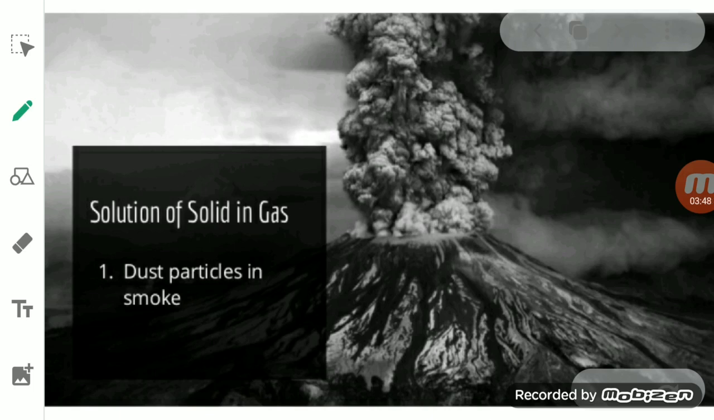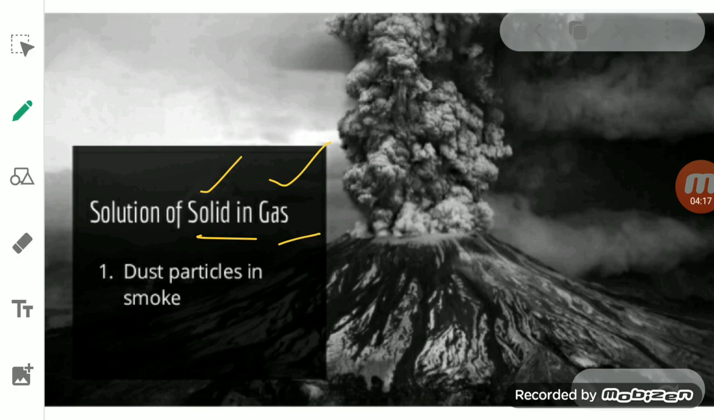Now we had discussed the solution of a gas in a gas, gas in a liquid, liquid in a gas, liquid in a liquid, liquid in a solid. Now we will start with the solid as a solute and gas as a solvent. When this solid as a solute mixes with the gas, which is in a greater amount, that kind of solution is a solid in a gas solution.